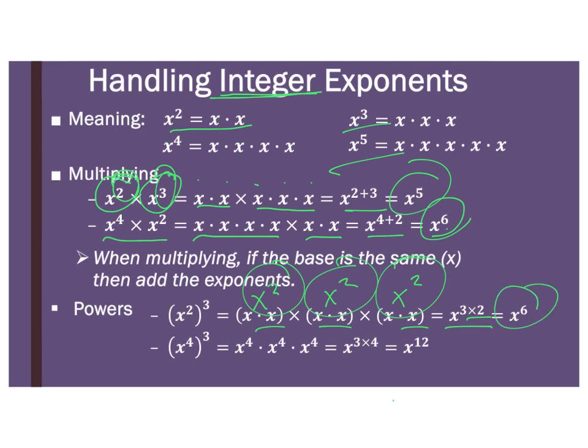Okay, we're going to do this one more time. X to the fourth cubed. So this gives us 3 x to the fourth. X to the fourth, x to the fourth, x to the fourth. Well, that's 4 plus 4 plus 4, which is 3 4s. So it's x to the 3 times 4, which gives me x to the 12. Okay, hopefully that makes sense to you.